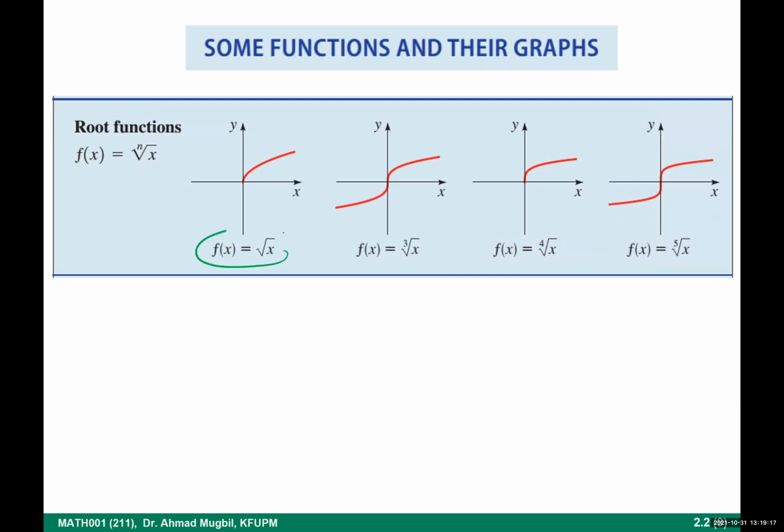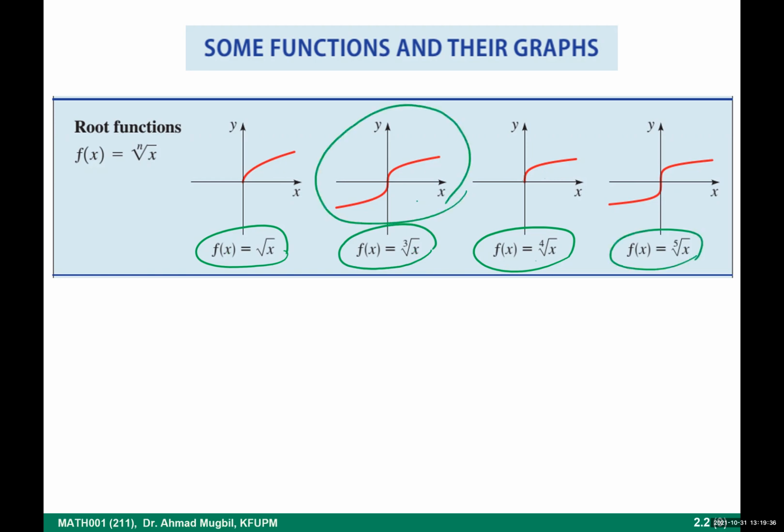Square root of x, this is the fourth root of x. Look, also they are similar, but of course this one stays longer near 0 than the square root of x. This is the cubic root of x, and this is the fifth root of x. Do you notice that in some way it is coming from x cubed? Yes, this is the graph of x to the power 3.